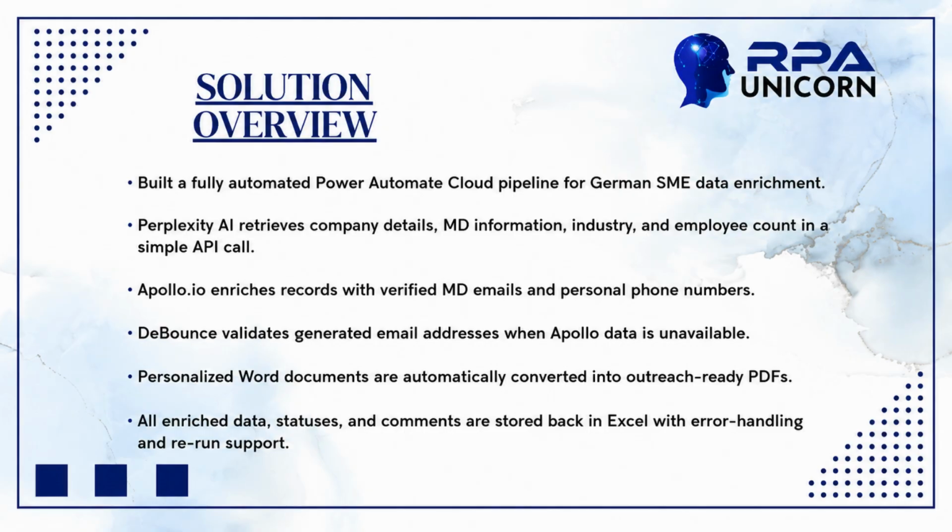Next, Apollo.io steps in to enrich these records with verified MD emails and personal phone numbers, while Dbounce serves as a backup to validate generated email addresses whenever Apollo data is unavailable. To streamline outreach, personalized Word documents are automatically converted into outreach-ready PDFs. Finally, all enriched data, execution statuses, and comments are seamlessly stored back into Excel, backed by robust error handling and rerun support to ensure a foolproof process.